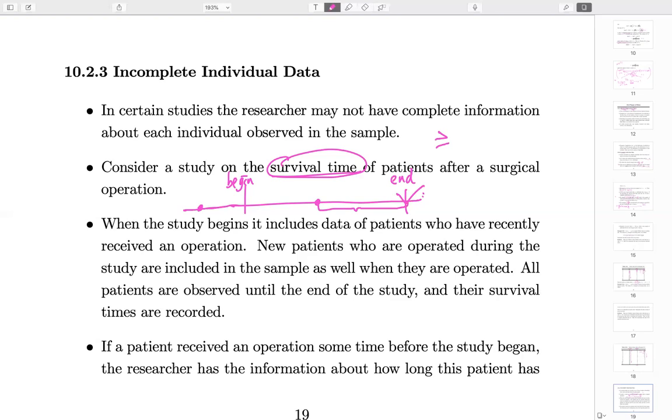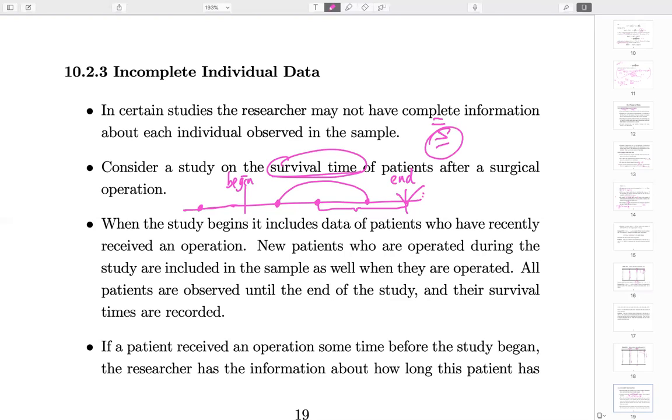By the end of the study, he's still alive. So we know his survival time is greater than or equal to this period. But we don't have exact equality because this patient is alive by the end of study, right? But of course, it is possible that someone who received the operation here died at this point. Then we know exactly the amount of survival time for this particular patient, right? So we have the left truncation and the right censoring, right?